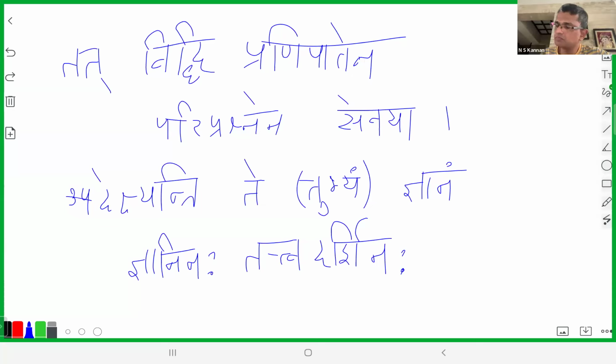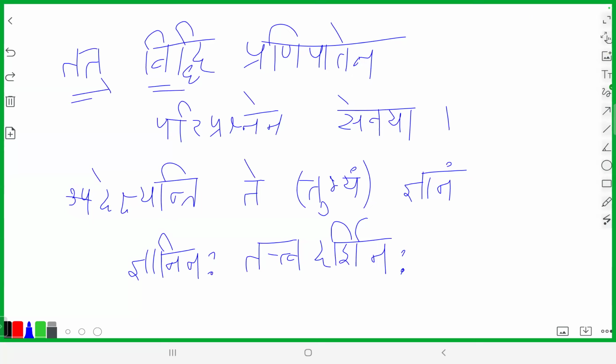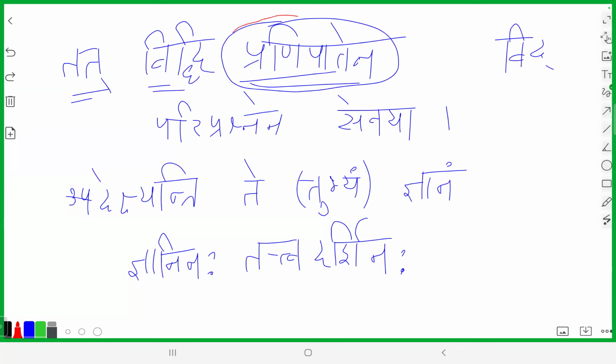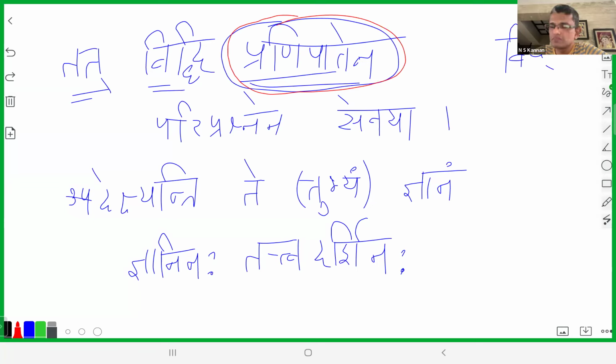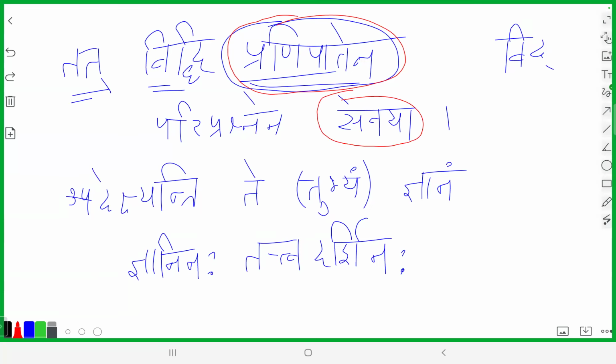Viddhi is Lot Lakara Madhyam Purusha Ekavachanam of the dhatu in the Adadigana, viddhi. Pranipatena, first Tritiya Vibhakti word. Pranipata means what? You have to fall at the feet of that person. Go to your guru, and what do you do? You fall at his feet. Sevaya, seva, Tritiya Vibhakti Ekavachanam, Akaranta Strilinga, Sevaya, correct? Rama, Ramaya. Pariprashnena also.